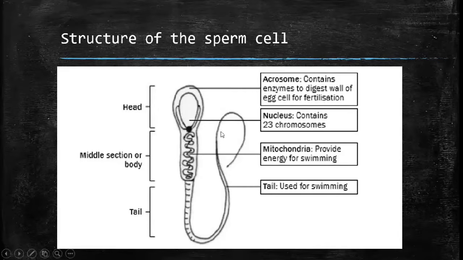And then this is what we call the tail. It looks like a tail, so it is a tail. Now, the head of the sperm cell consists of some particular structures which you're supposed to know. It consists of what we call the nucleus, which contains 23 chromosomes, not 46, guys. This is a male gamete or a male sex cell, which is the sperm cell. So it contains 23 chromosomes.